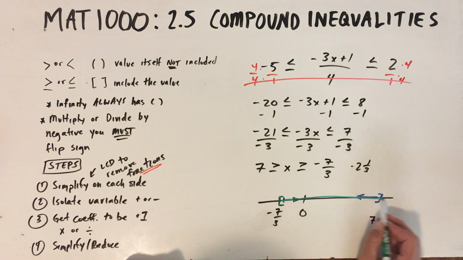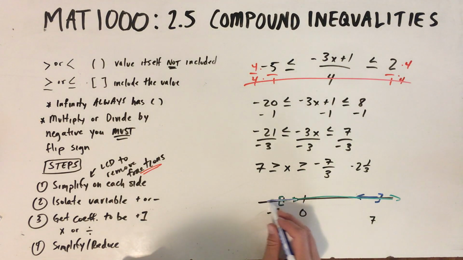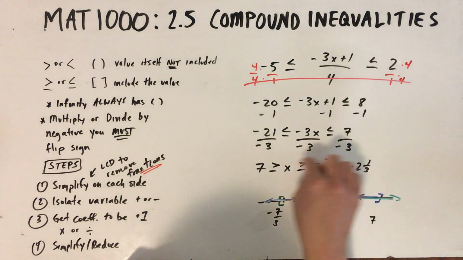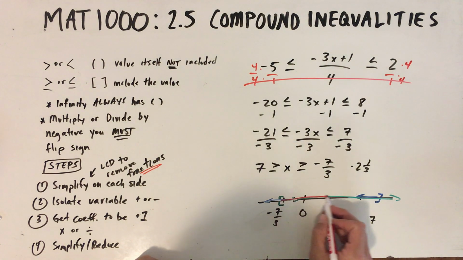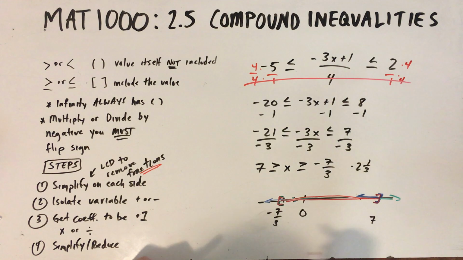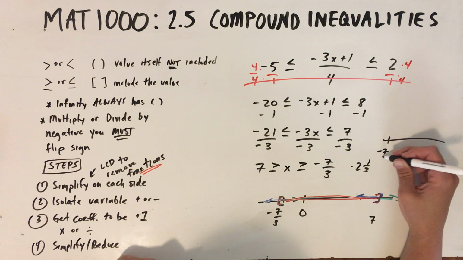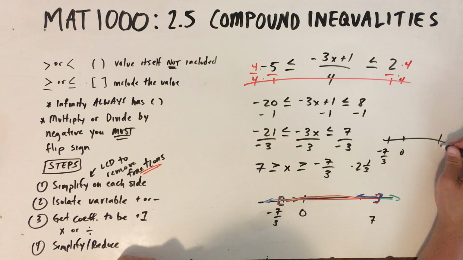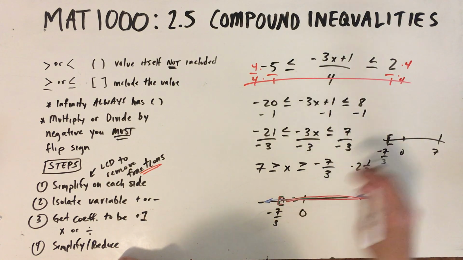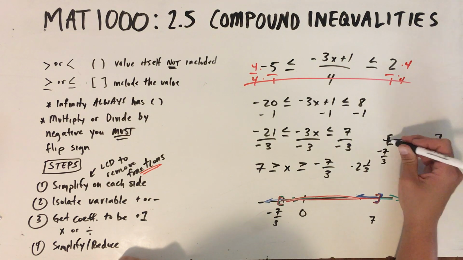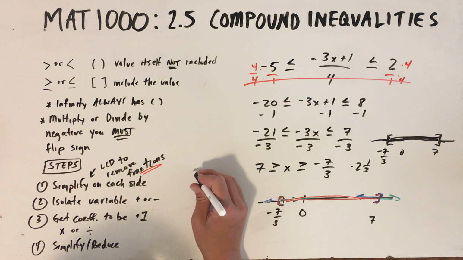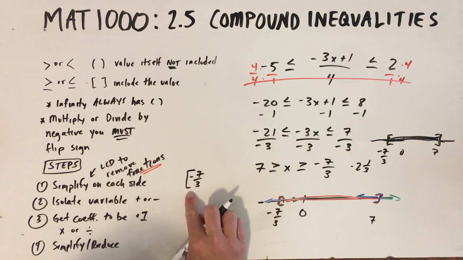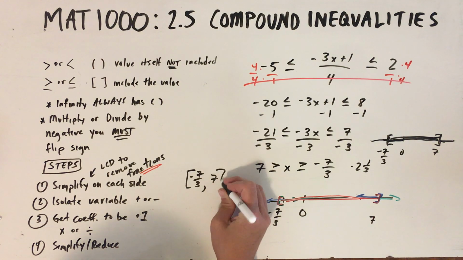So if these keep going, again, we're going to look and say, well, where do they overlap? Because we're looking for this entire thing to be true. So what numbers could I substitute for x that would make both of these statements true? And in this case, it's everything between here and here. So our graph would be -7/3, 0, 7, and they're both included because there's equal to signs here. So we're looking at this being the graph, okay, with this in the middle. And the interval notation is -7/3 including it, to 7 and including that.